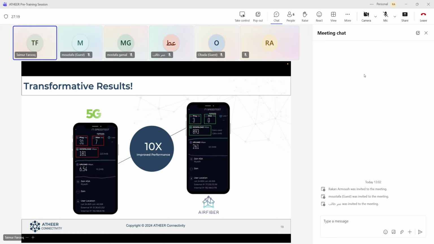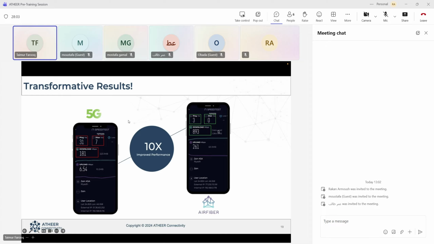Some of the results: the same houses that I showed you before on Zain were using 5G routers for their home broadband connectivity. In testing, they were getting 181 Mbps downlink and 6.54 on uplink. Latency was 31 milliseconds, with around 7 milliseconds of jitter. Once they moved to our air fiber technology, latency dropped from 31 to 3 milliseconds. And this 3 milliseconds is not tower to home. This is from home to tower and then to the speed test server within the Zain network, so the overall round trip was 3 milliseconds.